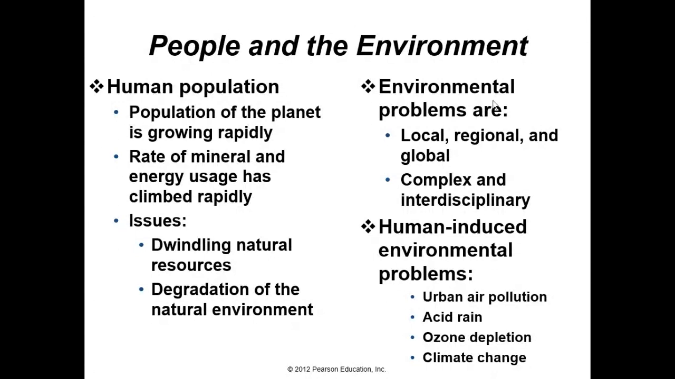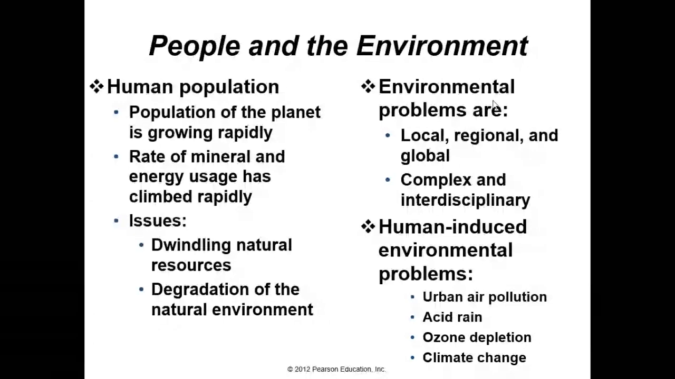Also, with the increase in human population comes increased degradation of the natural environment. The more people we have, the more resources we're using, which means we're producing more waste products and polluting the environment more. So it's a continued degradation of the natural environment. They are interconnected, they're correlated.